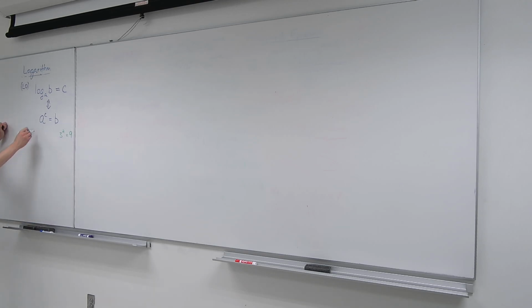What if I did this? Log, help me write it the same way. What's the A here? Match it up. And then what's the B here? Is it 2 or is it 9? A to the C is B. So what's B? 9, right? So you do log 3, 9 equals 2.